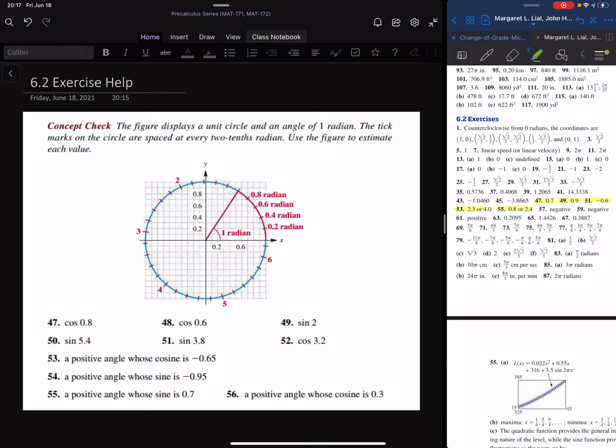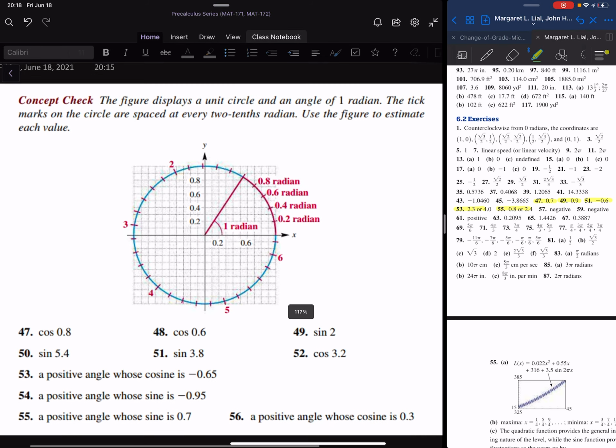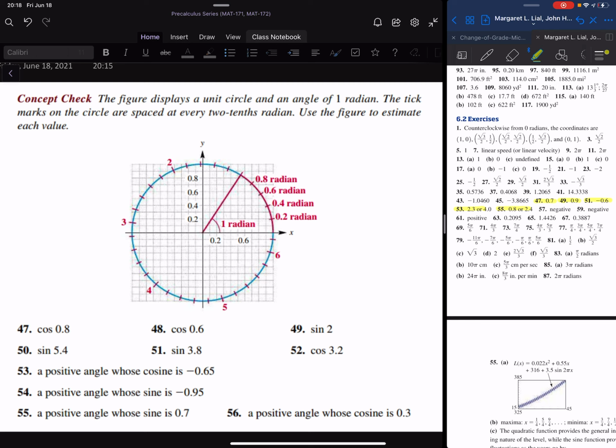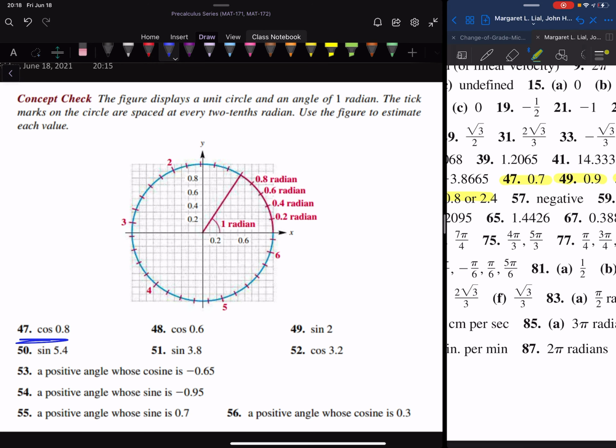Hey, so I wanted to talk a little bit about how to interpret what we have here in 6.2. This is in the book, in the exercises for 6.2. If you look at the answers, for example, at number 47, the answer is 0.7. It's asking you to estimate, and it's like, okay, well, what do we estimate?